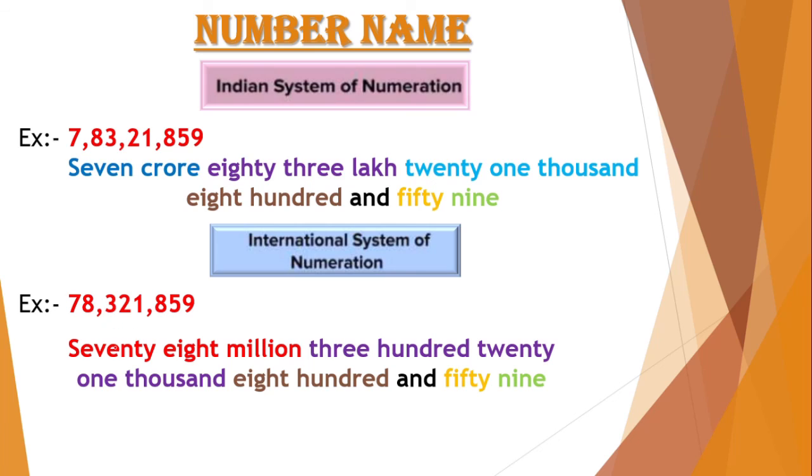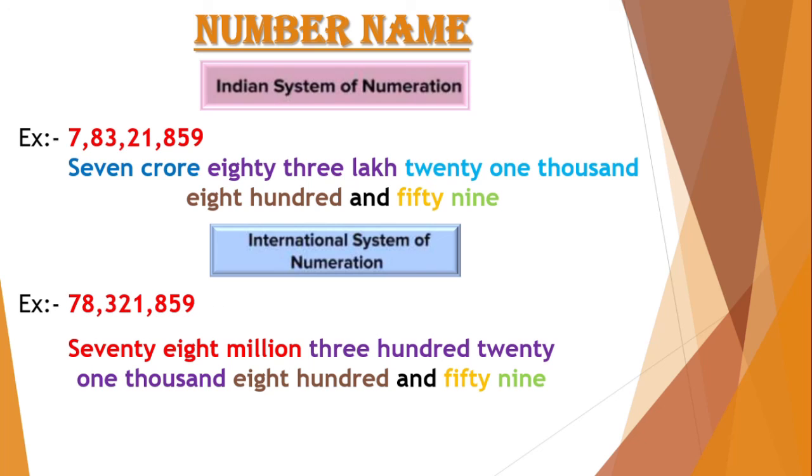The next system we are going to learn is the international system. Here also we are going to learn about the number name. Here we learned about the Indian system number name. Now the international system number name. So we have 7,832,189. They already placed the commas, first comma after every 3 digits, second comma after every 3 digits, and so on.